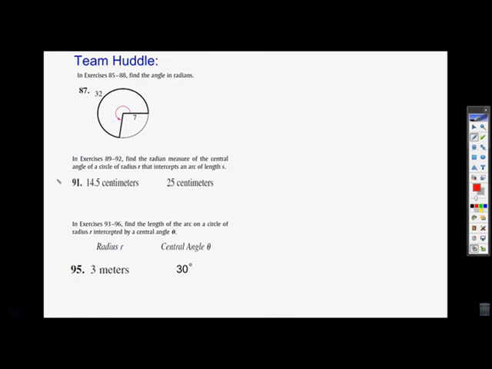Number 91 is exactly like 87. 87 was given to you graphically. Here is your S, your arc length. Here's the radius. In this one, this is your radius. This is your arc length. It's in your notes, but it's not here in my slideshow. We're just going to set it up exactly like we did the one above it.